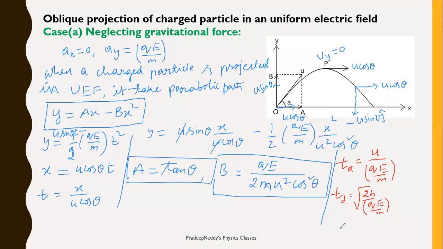And h, the maximum height traveled, is equal to u square sine square theta by 2g. So that gives you the same value, u square sine square theta divided by 2 into g, where g should be replaced with QE divided by m. Similarly, you can write down the equation for time of flight and the equation for range. All these equations will be the same, inherited from kinematics, but g should be replaced with QE by m in this particular situation.